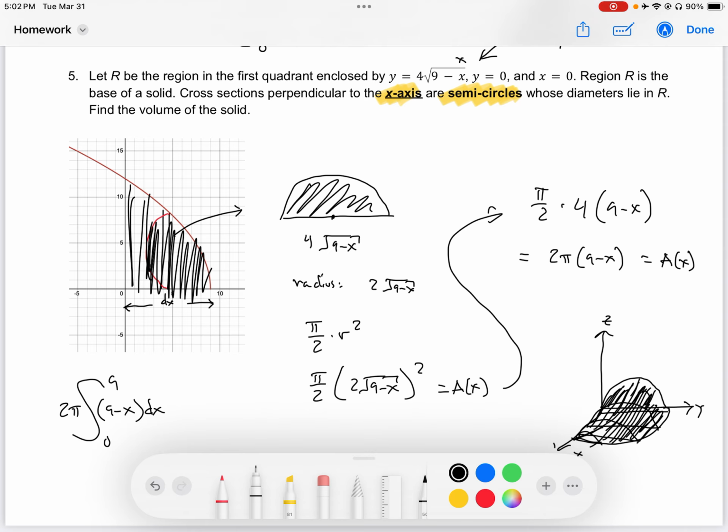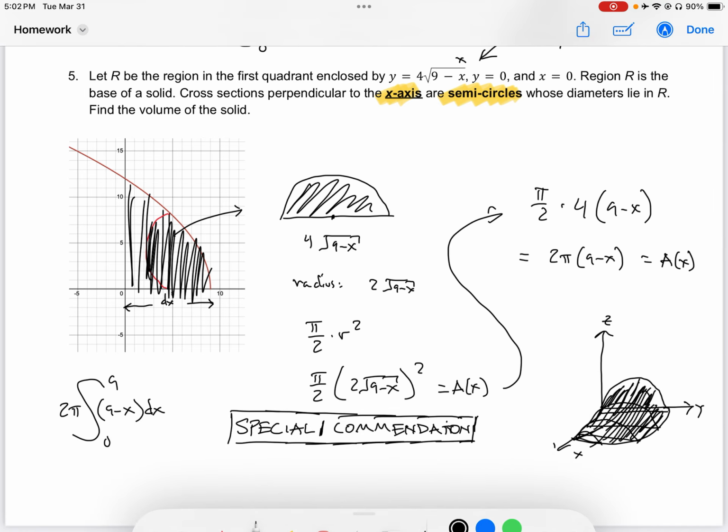It's probably longer than you wanted, but again, if you made it here, you will receive a special commendation in class. Does commendation have two M's? I think so. And you might even get some sort of baked good or a piece of candy or something. I don't know. We'll see. But you should ask about it in class. Okay.